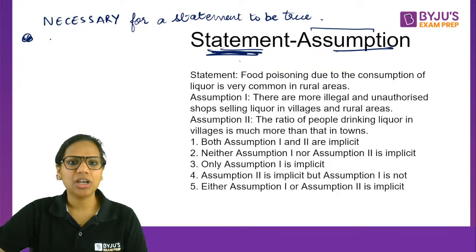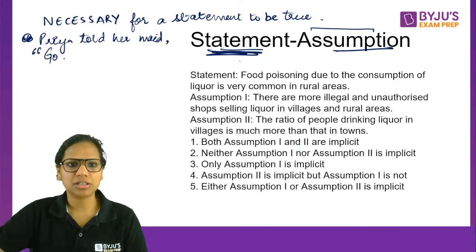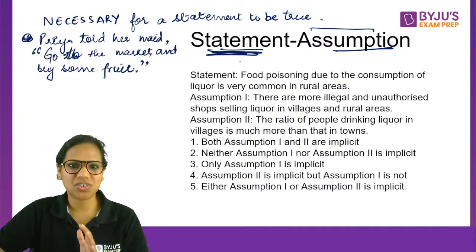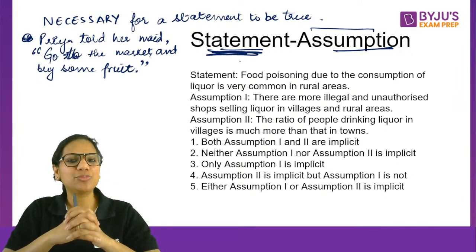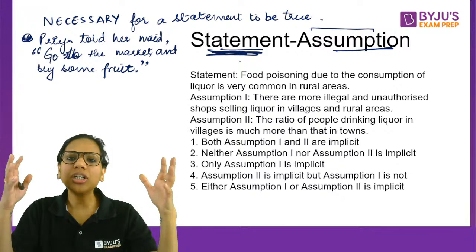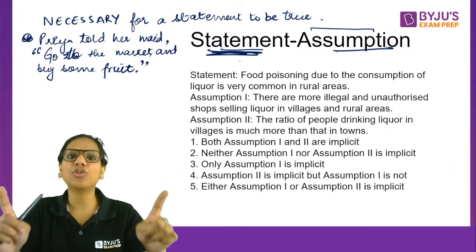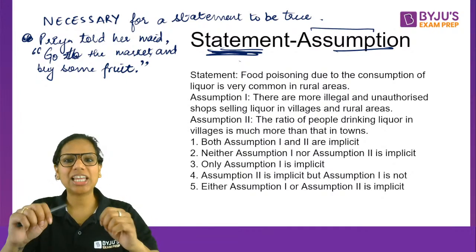So let's take this example. If I say Priya told her maid, go to the market and buy some fruit. So this is an example that I absolutely love, because I get very diverse responses. Sorry for the handwriting and mistakes. Yes. Go to the market and buy some fruit. This is what Priya told her maid. What are Priya's assumptions? What is it that Priya must have thought? All that she must have thought, which is necessary for her to be able to make this statement. Tell me. Yes.